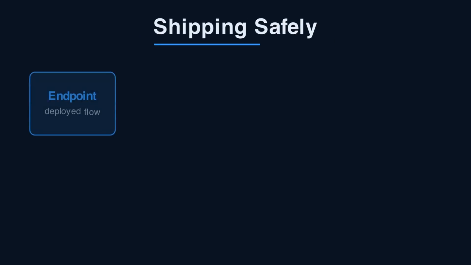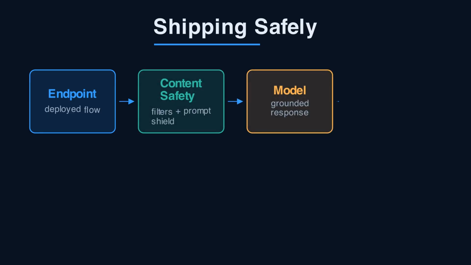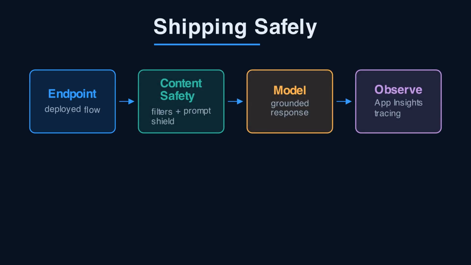To ship, you put a deployed flow or agent behind an endpoint and wire content safety in front of it. Azure AI Content Safety applies configurable filters for prompts and completions, with severity thresholds you tune per category, plus prompt shield protection against jailbreaks and indirect injection from your grounding data. Turn on tracing so every request logs its inputs, retrieved chunks, token counts, and latency to Application Insights. Treat the whole project as infrastructure as code with Bicep or Terraform, and promote through dev, test, and production hubs rather than clicking in the portal.